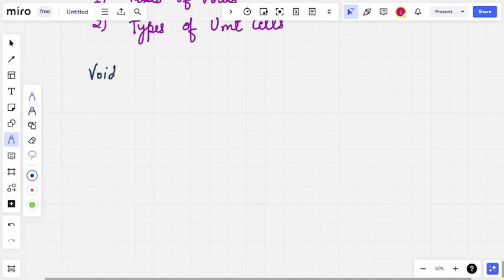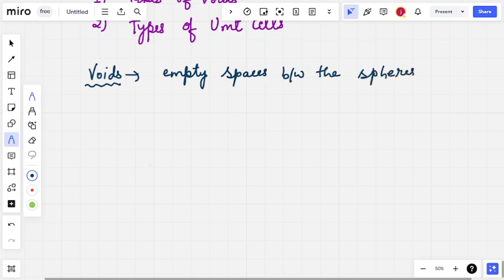In the last class also we saw what voids are. These are the empty spaces between the spheres in the space lattice.